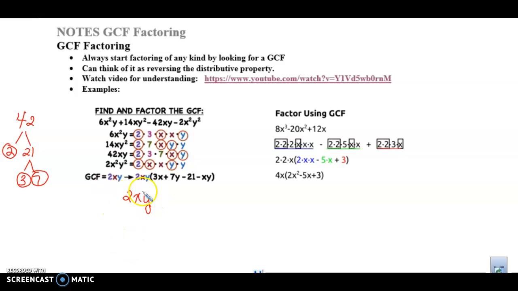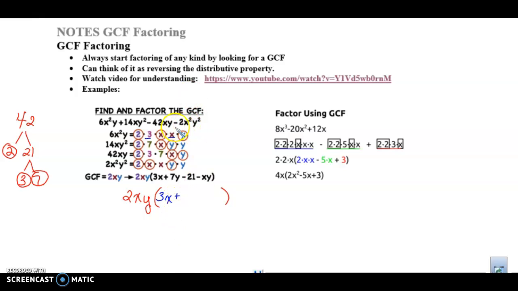Now this is my GCF, okay? This one here, this is my GCF. And I'm going to multiply it by everything that didn't get circled here. So when I'm looking at this one, I didn't circle a 3, and I didn't circle an x. So I'm going to multiply it by 3x. And it was plus up here, so it's going to be plus down here.